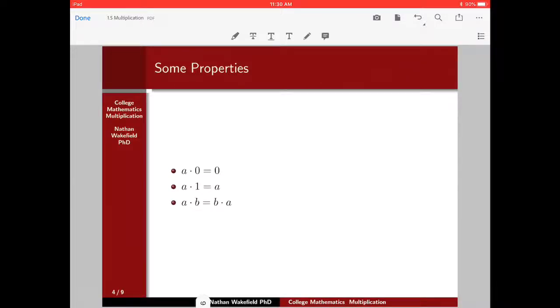A times B is the same as B times A. So this was the same property as addition, actually. Remember, A plus B was the same as B plus A, being the commutative property of addition. We have the same property for multiplication.